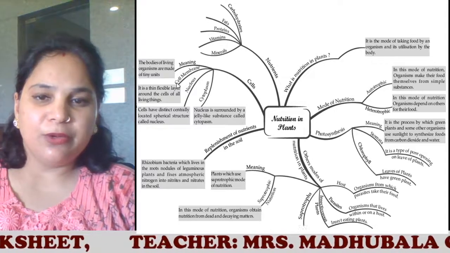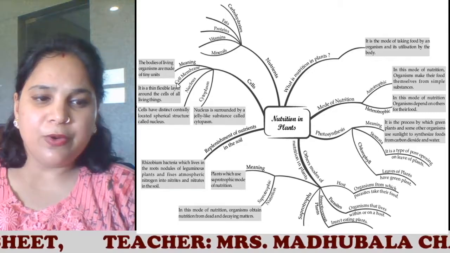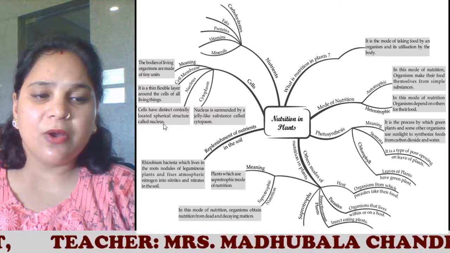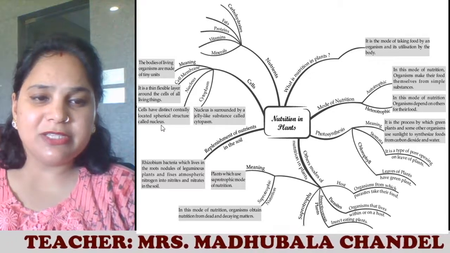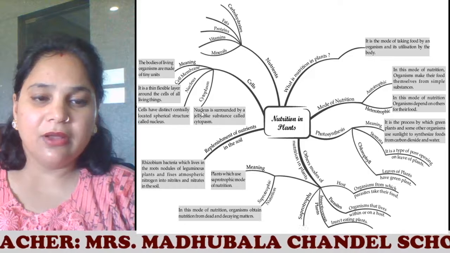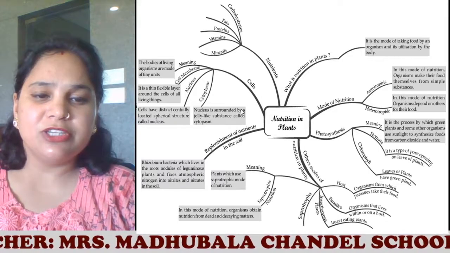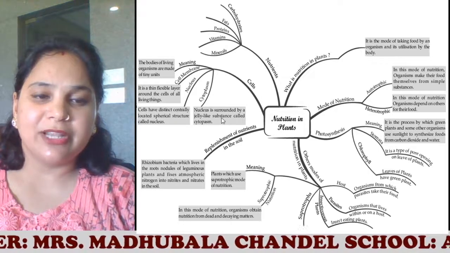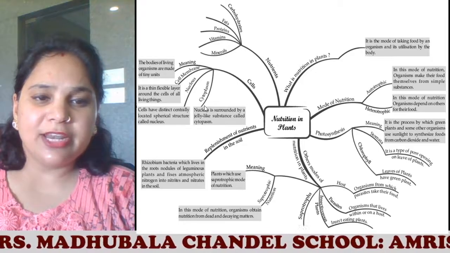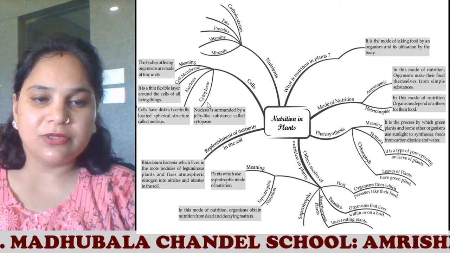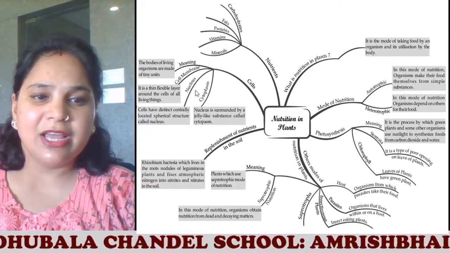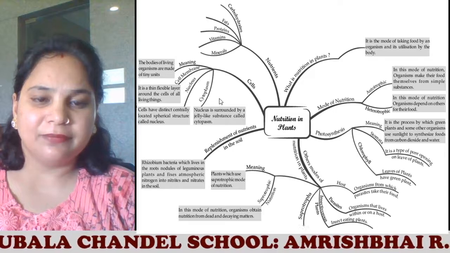Next is the nucleus. The nucleus is a distinct, centrally located spherical structure, which is present in the center of the cell. Third, the nucleus is surrounded by a jelly-like substance called cytoplasm. The diagram is already given in your textbook, in your notes. You should know the 3 basic components, the diagram of the cell, and the definition of the cell.